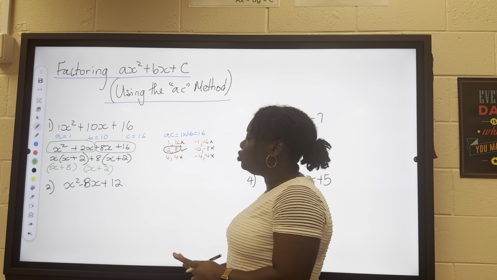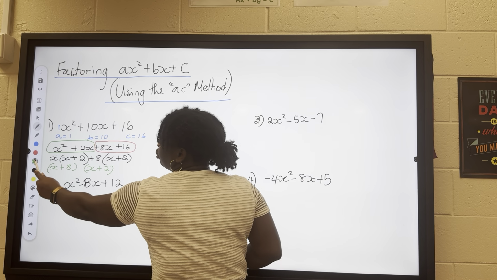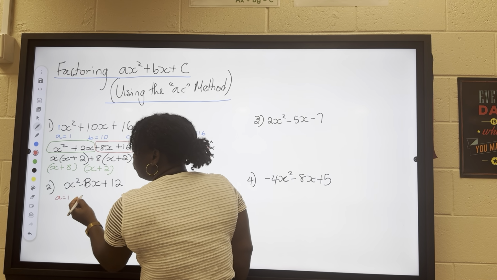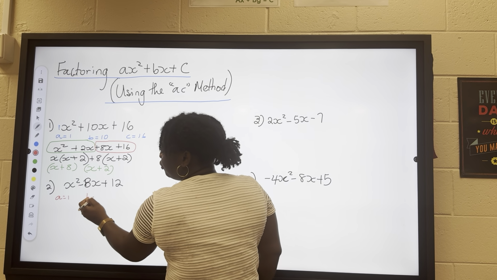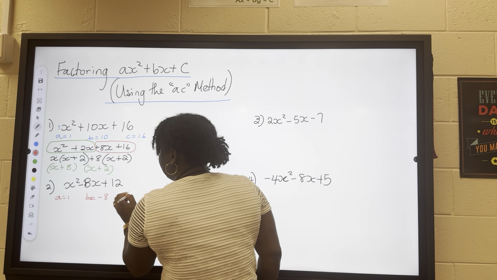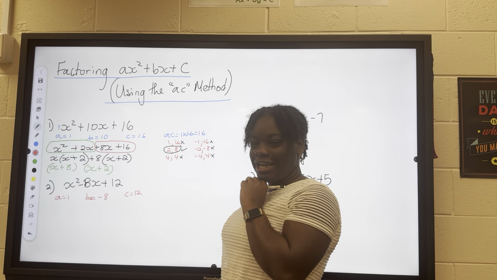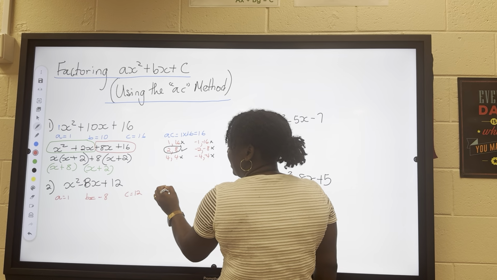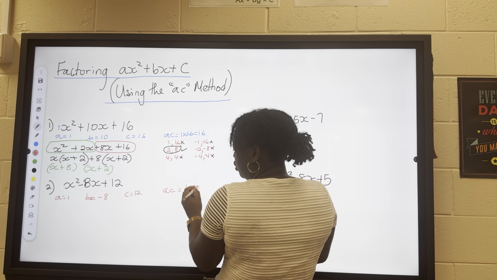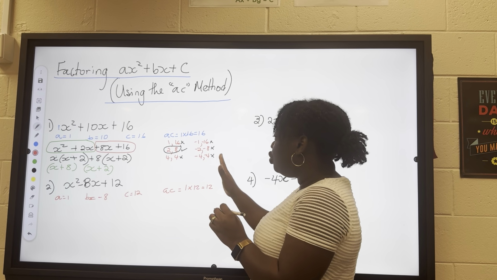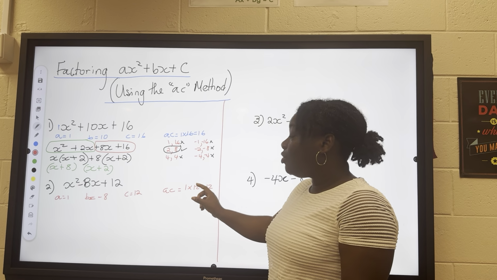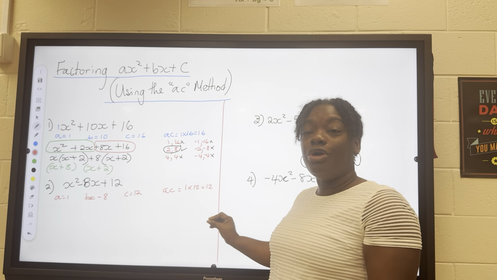All right, so let's dive right into the other equation. Number 2. My A again is 1, B this time is -8, and you need to ensure you have your signs written properly, and C is 12. What is my AC? AC is 1 times 12, which is equal to 12. So I'm going to have to find the factor pairs for 12.